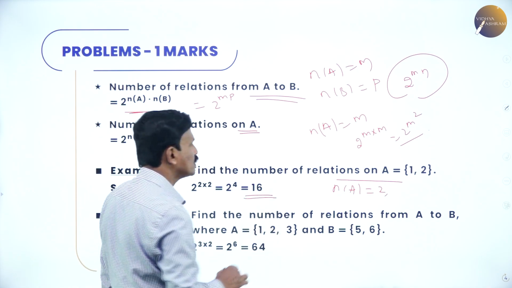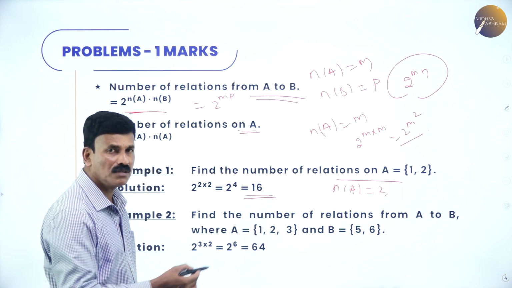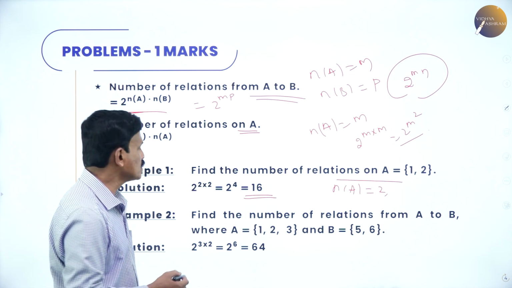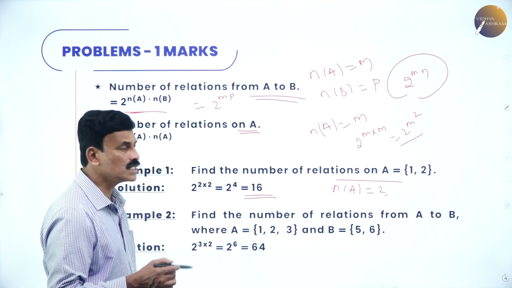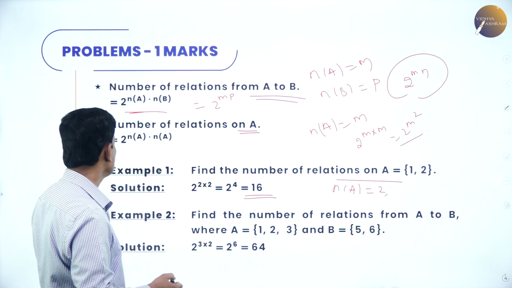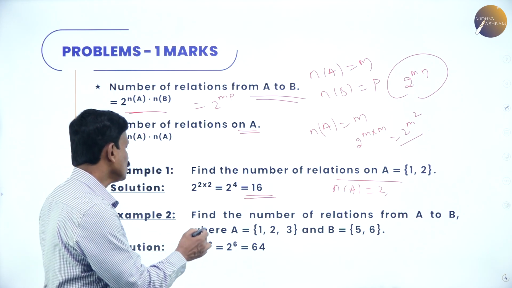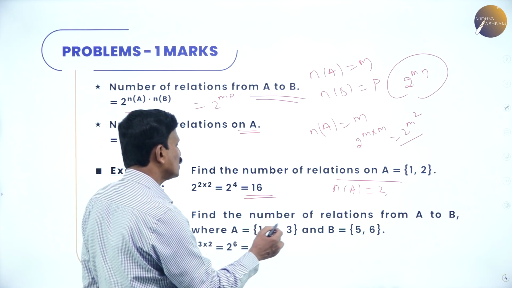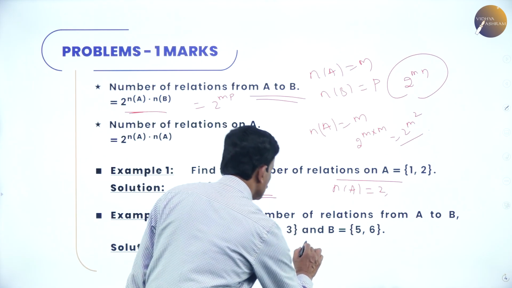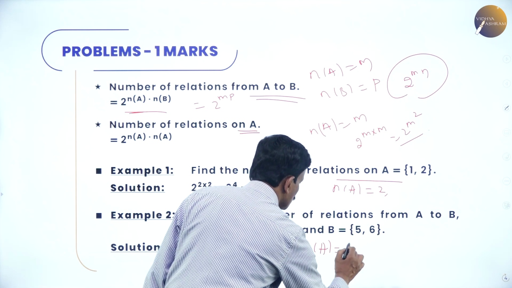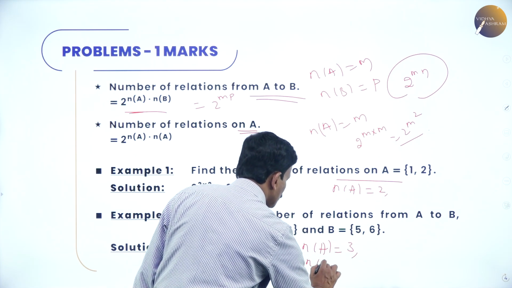So the number of relations from A to A for the 2 elements 1, 2 is 2 to the power of 4. That is 16 relations we can write. Now similarly, find the number of relations from A to B where A is equal to {1, 2, 3} and B is equal to {5, 6}.